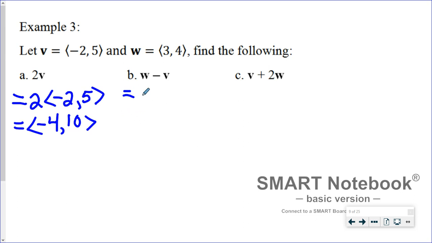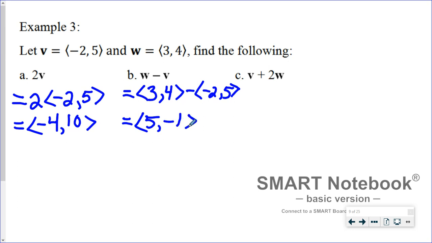Here we're going to have the vector 3, 4 minus the vector negative 2, 5. So all we have to do is subtract their corresponding components. So 3 minus negative 2 would give us 5, and 4 minus 5 would give us negative 1.